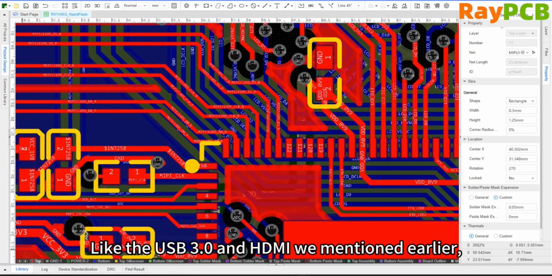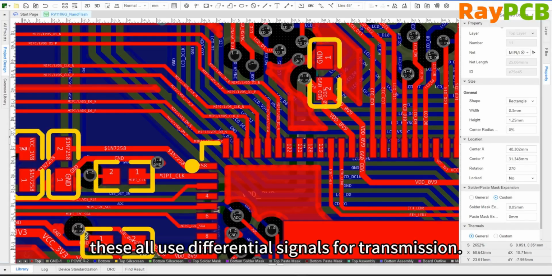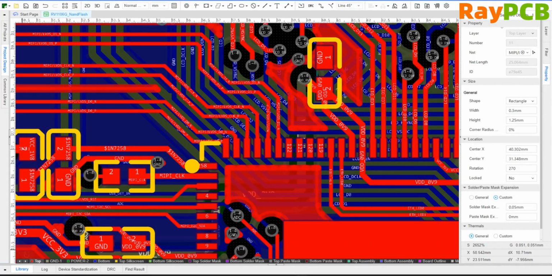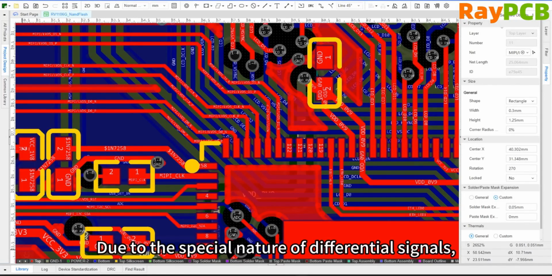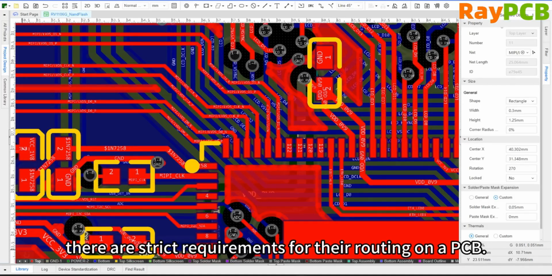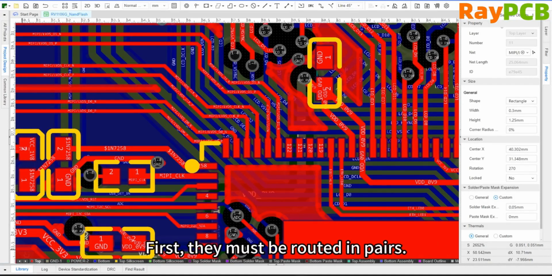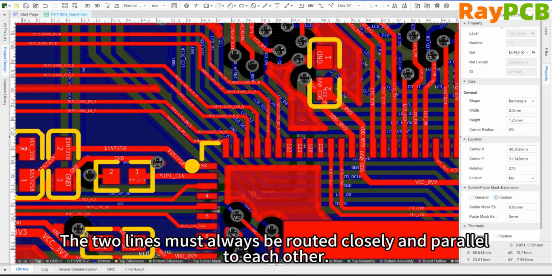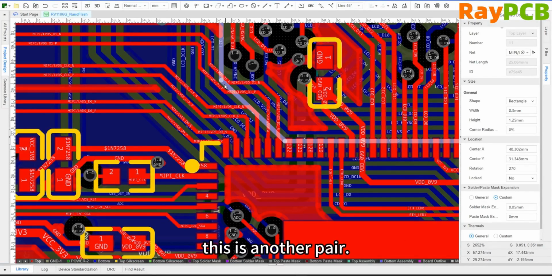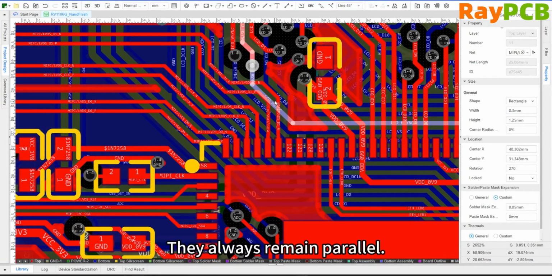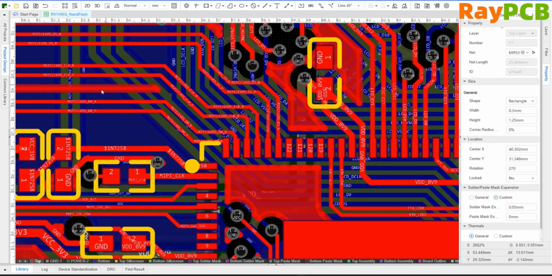Just like the USB 3.0 and HDMI we mentioned earlier, these all use differential signals for transmission. Basic requirements for differential pair routing. Due to the special characteristics of differential signals, there are strict requirements for their routing on PCBs. First, the wires must be routed in pairs, and the two lines must always remain closely parallel to each other. Just like we see here with these differential signals, this is a pair and this is a pair. They always maintain a parallel state.